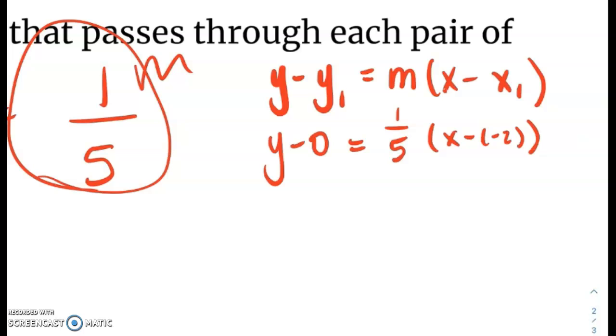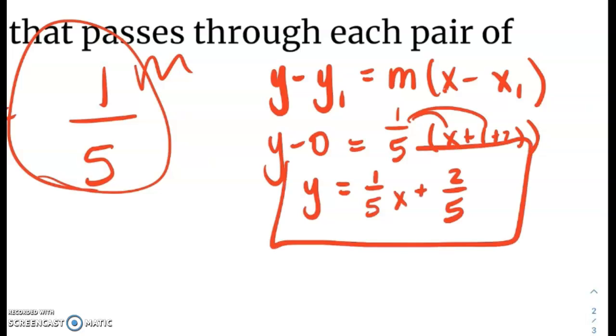And now we're just going to simplify. So double negative, go ahead and change that to plus, and we're going to distribute. So y equals 1/5 x plus 2/5, where my slope is 1/5 and my y-intercept is 2/5.